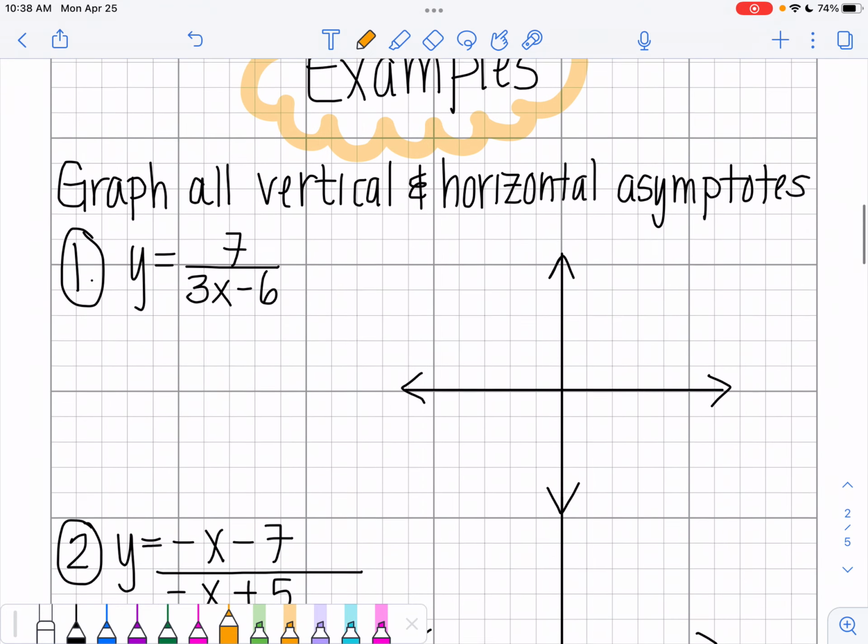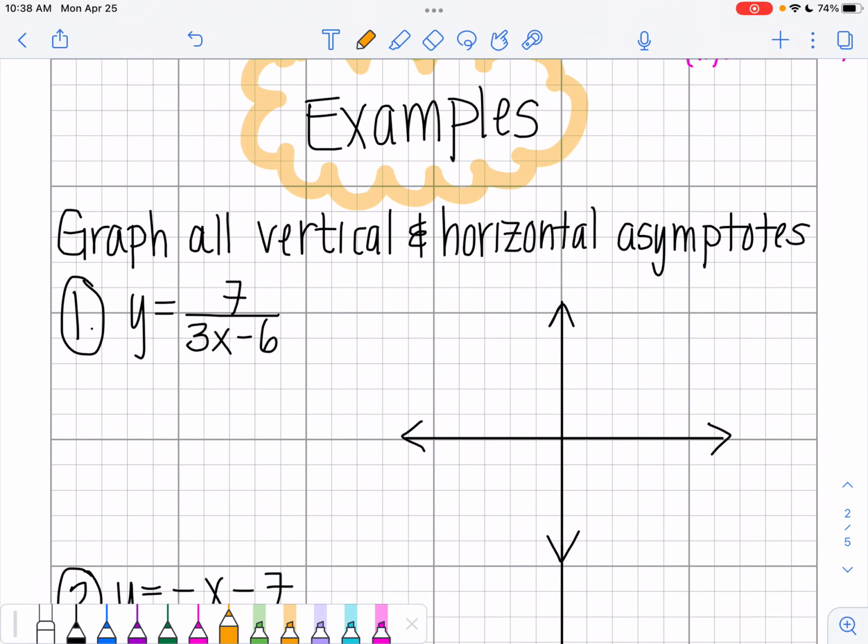Okay. We're not going to worry about graphing the function at this point. We're just going to graph all of our vertical and horizontal asymptotes. So to find my vertical asymptote, I'm going to write v for vertical. I'm going to set my denominator equal to 0. So 3x minus 6 is equal to 0. I'm going to draw a line down the middle. So I remember whatever I do to one side, I do to the other. I have to get x on a side by itself. So I'm going to add 6 to both sides.